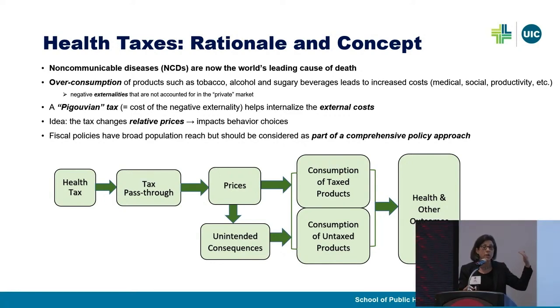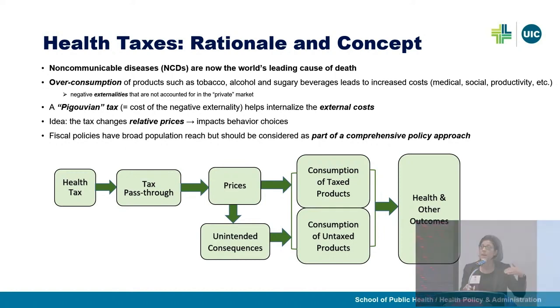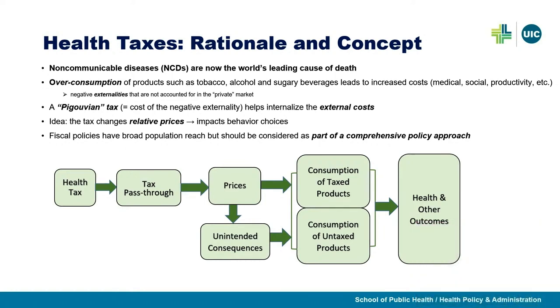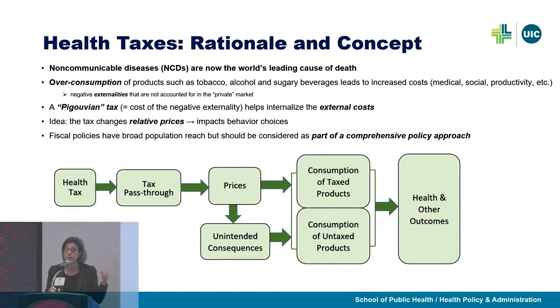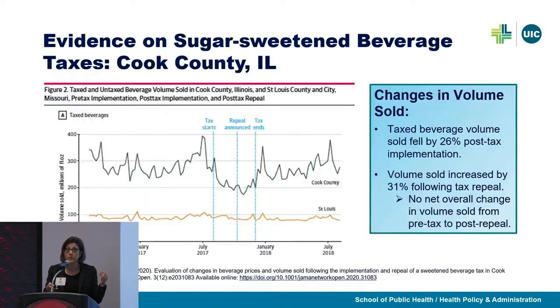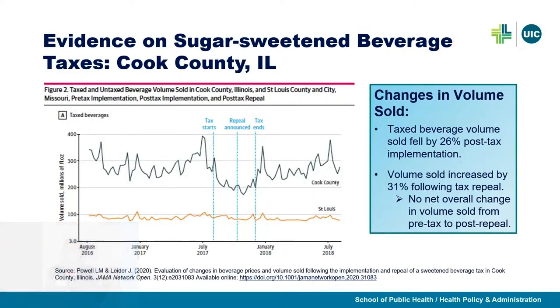And we know we have a lot of tobacco taxes we're familiar with, alcohol taxes. Sugary beverage taxes, though, are more new, right? So they're newer. So why don't we see more of them? I'm going to give you an example. So do these work? You may remember a few years ago, we had a tax in Cook County, and it was repealed. So did it work?